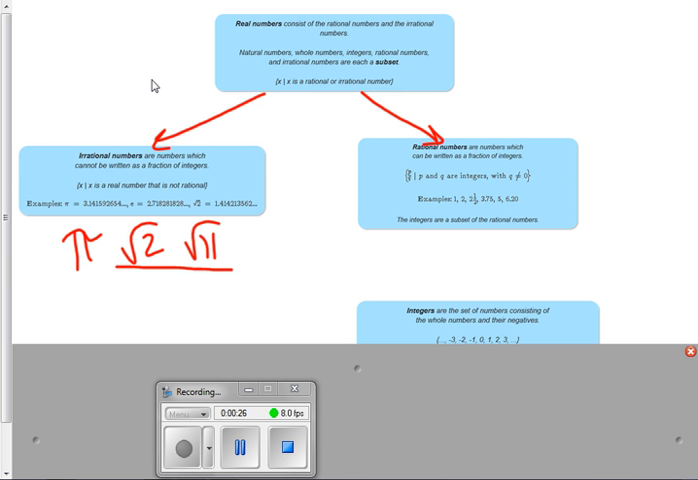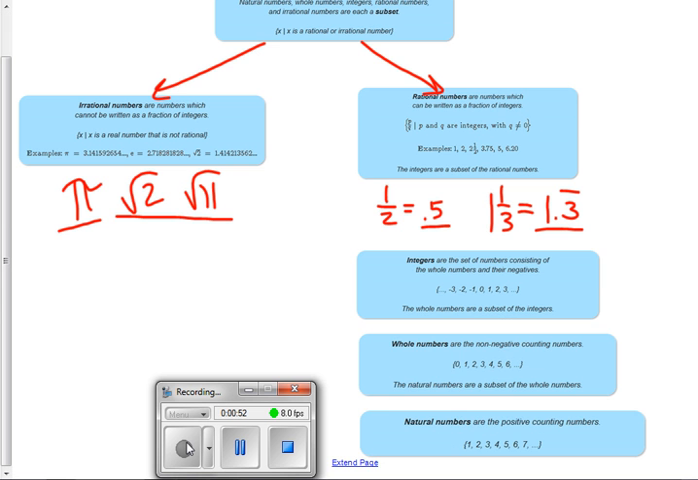A rational number is anything that can be written as a fraction. So things like 1/2. If you think about 1/2 as a decimal, it would terminate, 0.5. 1 and 1/3 is a rational number. Again, it's a fraction. As a decimal, that would repeat. So note the difference. Repeat or terminate, versus goes on forever, never repeats, never terminates.